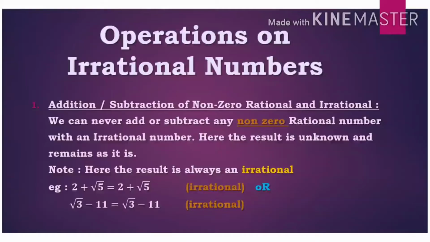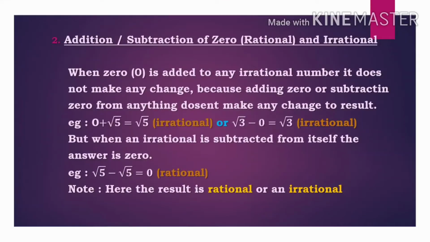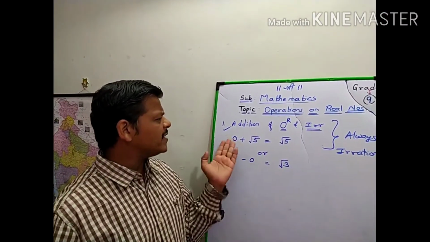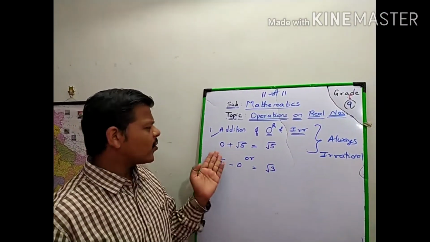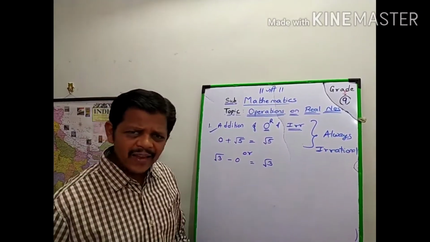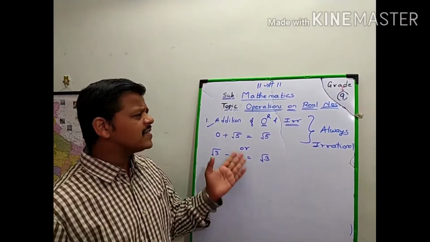Very quickly, we'll move on to point number 2, which you can see right now on your screen. For the second part, I need not explain anything. You already know the addition property of 0. 0 added to anything does not make any change. So 0 plus root 5 will be root 5 as it is, or 0 subtracted from anything also doesn't make any change. It's very easy to understand.